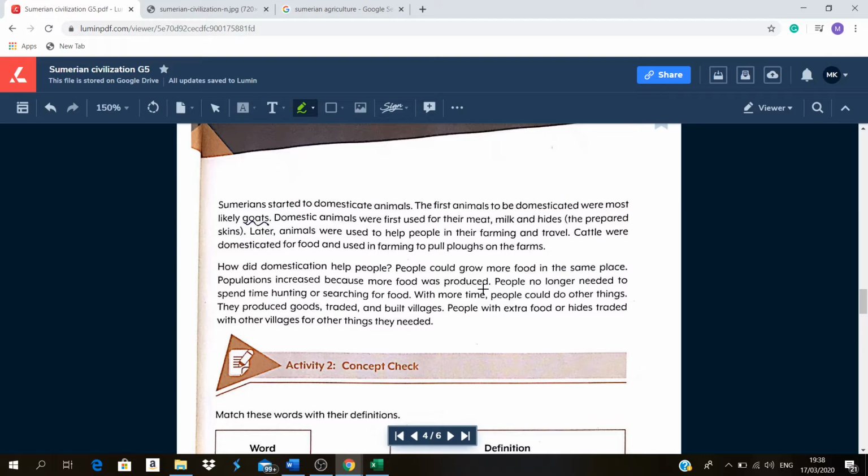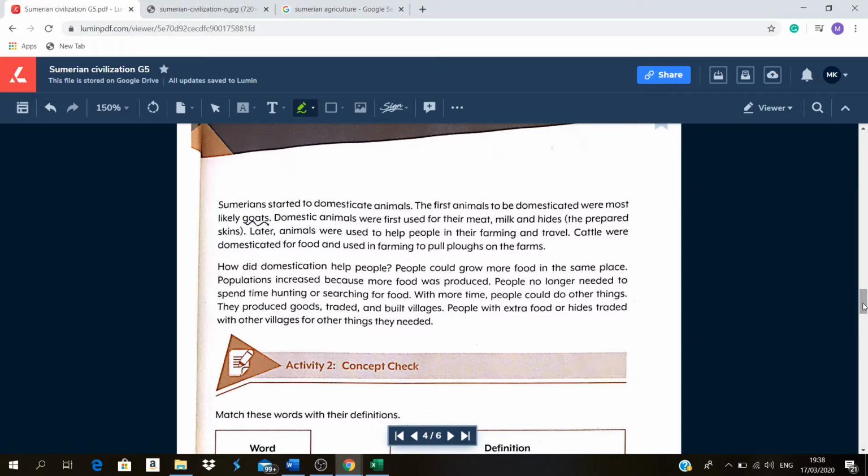How did this help people? They started to grow more food. People no longer needed to spend time hunting or searching for food. With more time, people could do other things. They produced goods, traded, and built villages. People with extra food or hides traded with other villages for other things they needed.